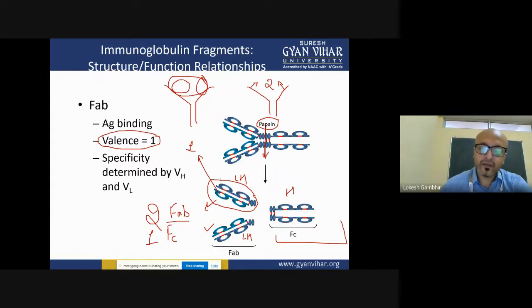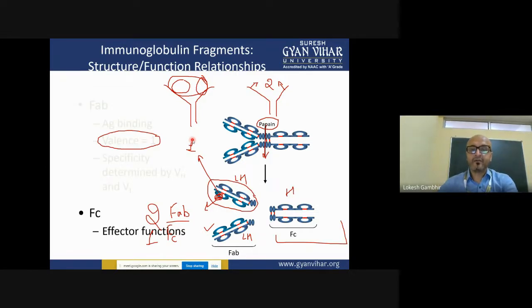When we are talking about this particular Fab fragment, it has a single site which can bind to your antigen. That's why we are calling it single valence. So you should remember what happens when you are talking about your papain part.